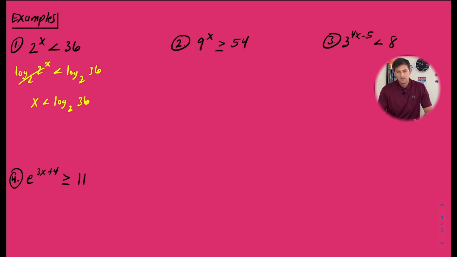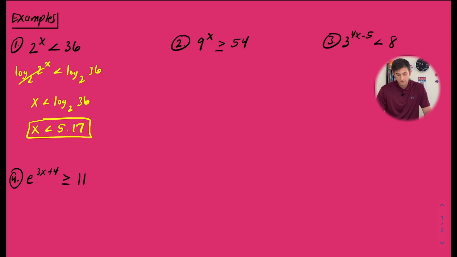Now remember our change of base formula for logs, we can just go ahead and type in log of 36 in our calculator and divide that by log of 2. So I'm going to go ahead and do that. I'm going to do log of 36 divided by log of 2. And that gives me 5.169. So let's say x is less than 5.17.